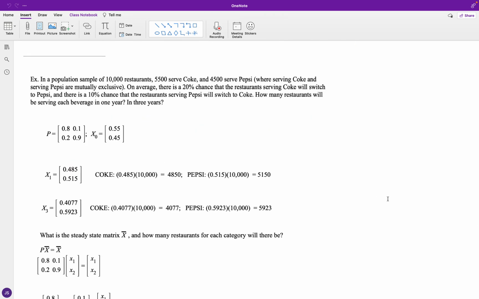All right, now going back to the earlier problem, when we were looking at transpose probability matrices and the Coke and Pepsi restaurants example from a while back. And again, when we had looked at projecting using Markov chains, we originally had 10,000 restaurants, 5,500 of which served Coke, 4,500 serving Pepsi.